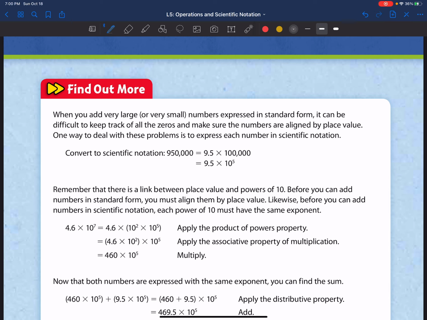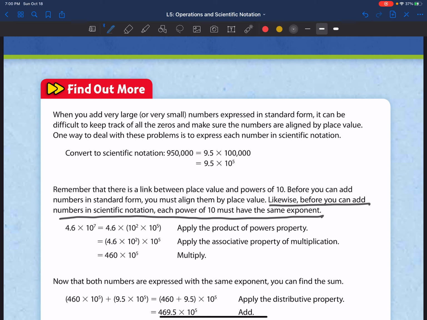So remember that there is a link between place value and the powers of 10. Before you can add numbers in standard form, you must align them by place value. Likewise, before you add numbers in scientific notation, each power of 10 must have the same exponent. That is so important. So before you add numbers in scientific notation, each power of 10 must have the same exponent.